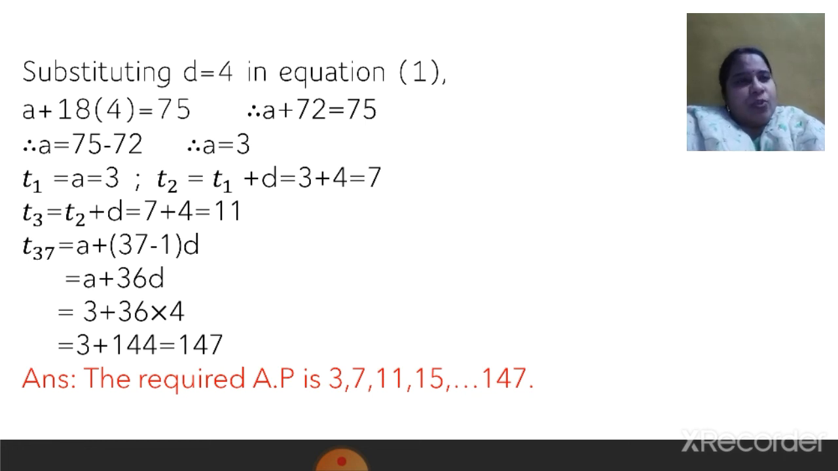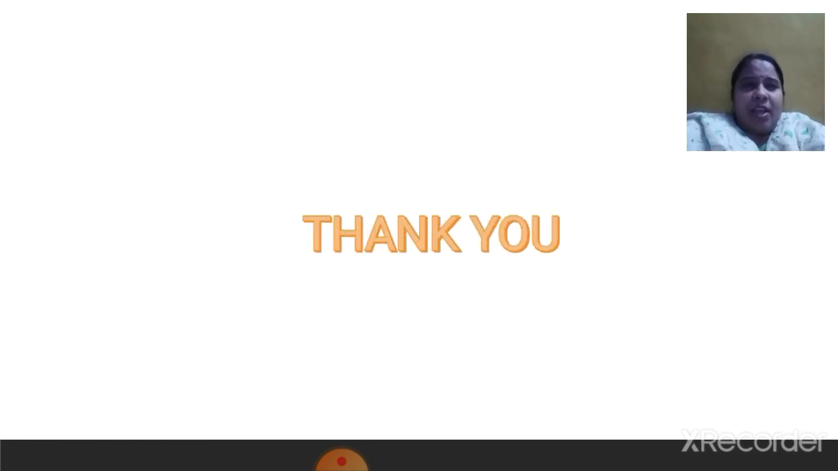Okay. So with this, I come to the end of this session. We have done just 2 sums in this. I hope you have understood it very nicely. Remaining sums of the problem set we will continue in the next session.